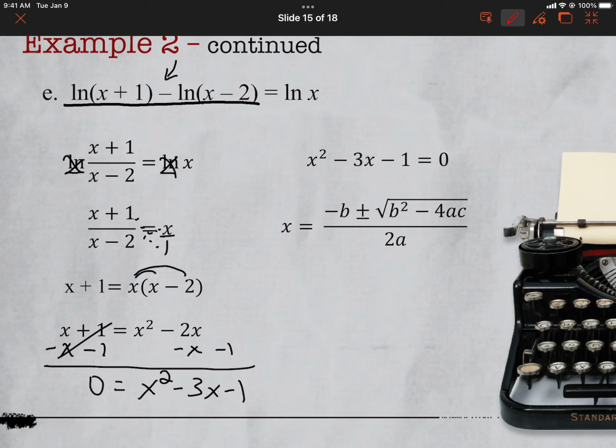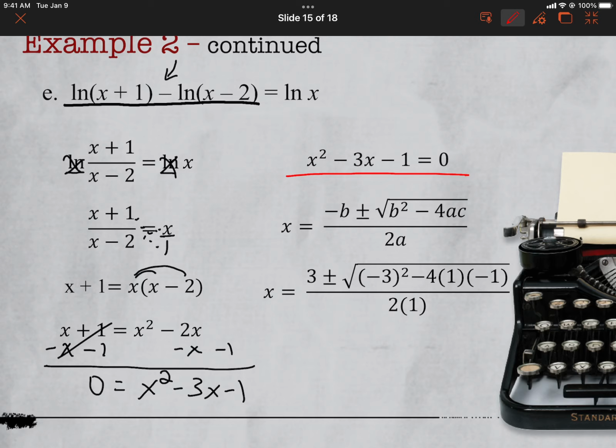So now I have this, but I can't factor that, so I have to use the quadratic formula. If you've forgotten the quadratic formula, I put it on here for you. Plug in what our b, a, and c are, and then simplify, and we would get 3 plus or minus radical 13 over 2. So I actually have two answers right here. You have 3 plus radical 13 over 2 and 3 minus radical 13 over 2. So you have two different answers.